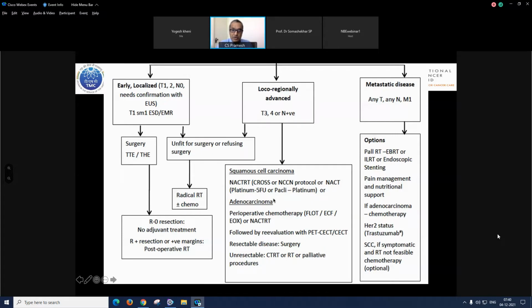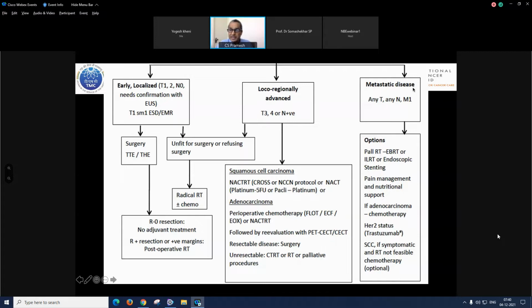But in adenocarcinomas, you have the options of perioperative chemotherapy, either with FLOT, ECF, or EOX, or neoadjuvant chemoradiation. Either of these approaches, in squamous and adenocarcinomas, is followed by a re-evaluation with either a PET CT scan or a contrast-enhanced CT scan. And in those with resectable disease, surgery is the treatment of choice. And if it is unresectable, chemoradiation or radiation or palliative procedures.